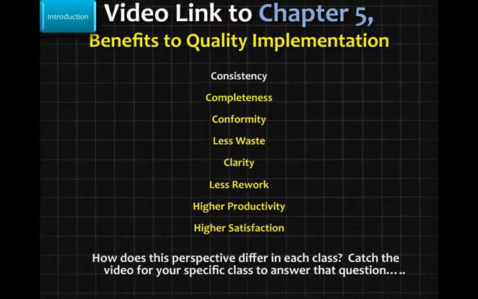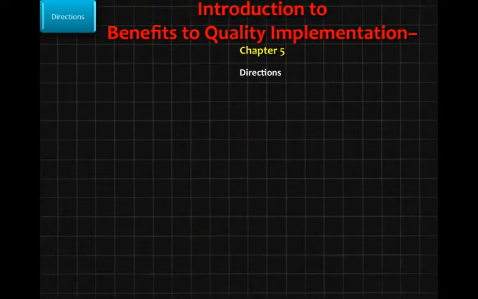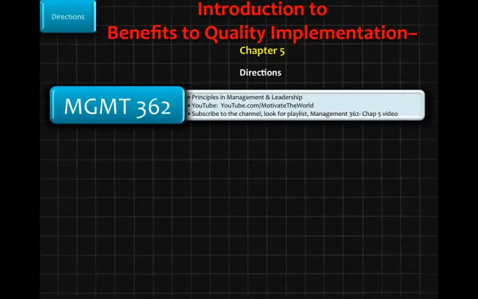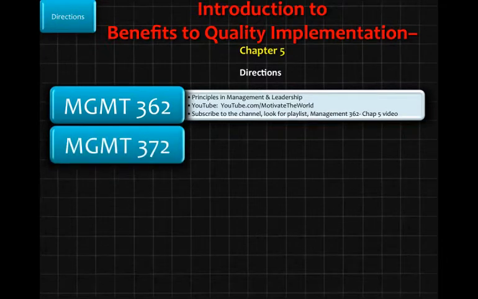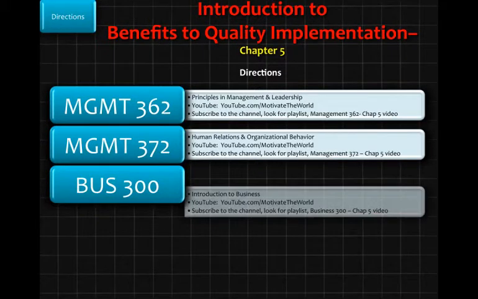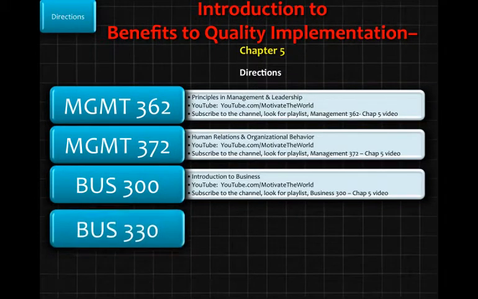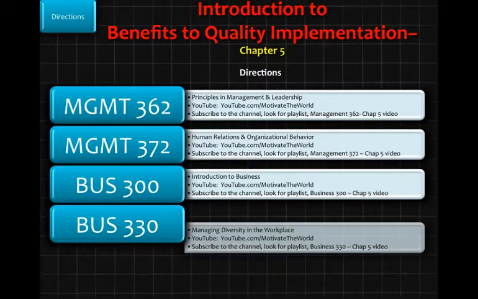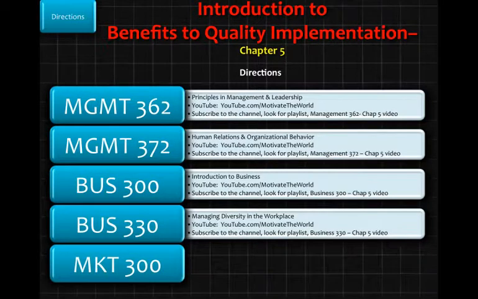And of course, this whole notion around quality, as we alluded to in the previous video, really is going to be consistent, and yet it's going to be different as we look at the various different courses here between diversity management, marketing, and business. So a little bit of direction for the Management 362 folks, the Management 372 class, the Business 300 class, the Business 330 class, and the Marketing 300 class.